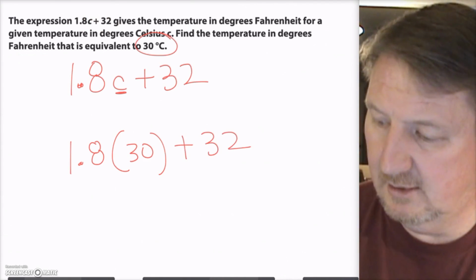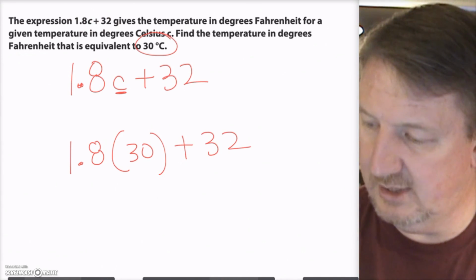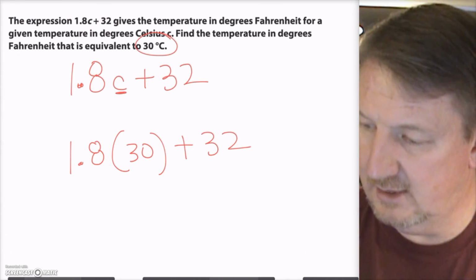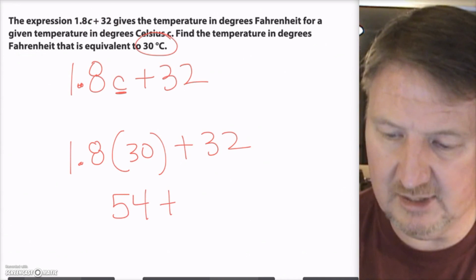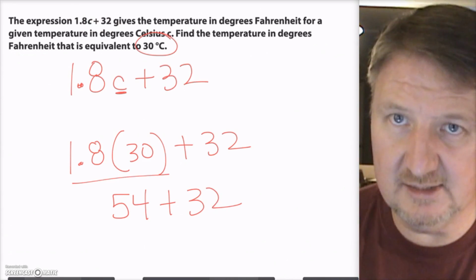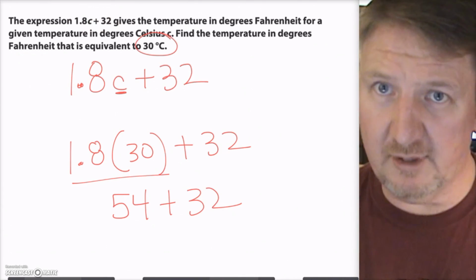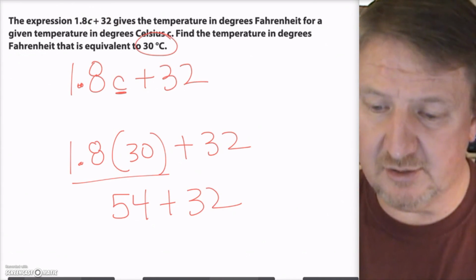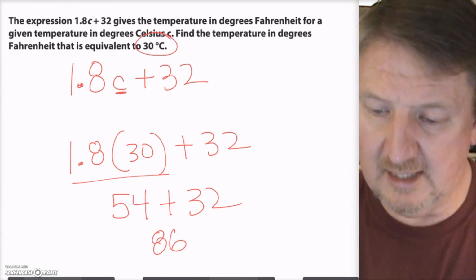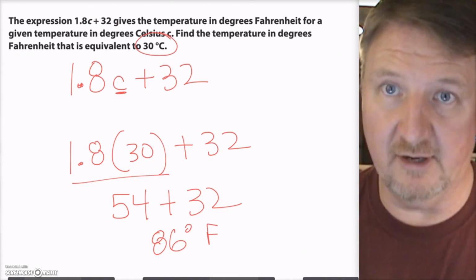I didn't multiply this out beforehand, so let's go ahead and multiply this. 1.8 times 30 equals 54. And then I say plus 32. I did this because multiplication is done before anything else in this particular problem. So now I can do my addition. 54 plus 32 is 86. And that would be 86 degrees Fahrenheit.